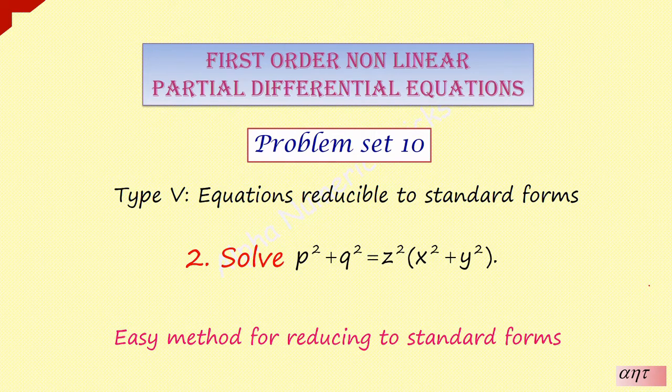Now we are going to see how to solve the problems of the type p squared plus q squared is equal to z squared into x squared plus y squared. That is type 5 problems, equations reducible to standard forms. We have to reduce this equation into standard forms and get the answer. We will see the easiest method for this type.